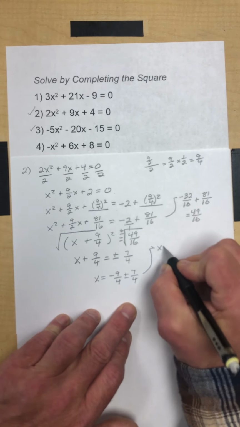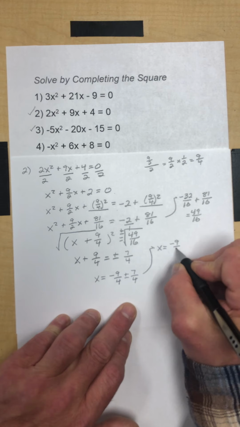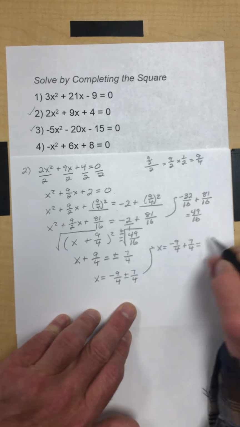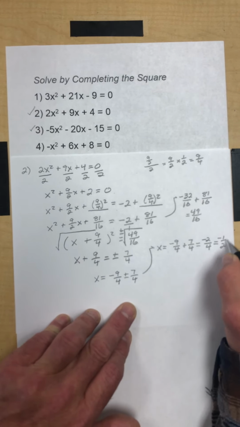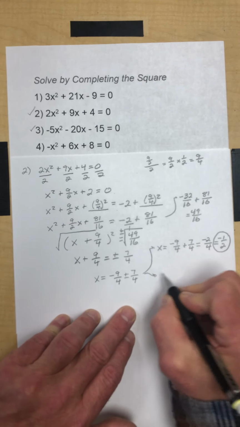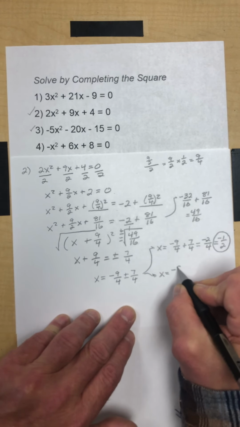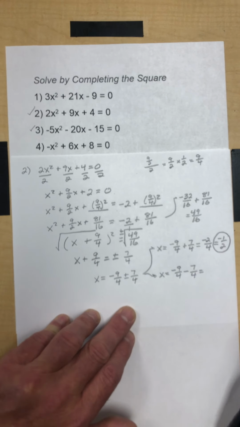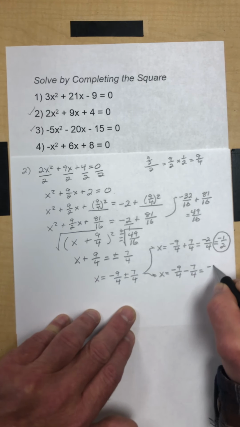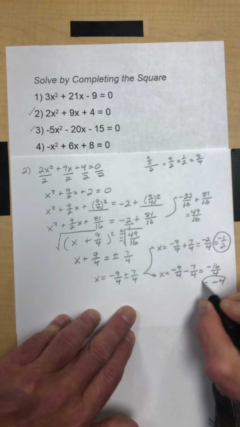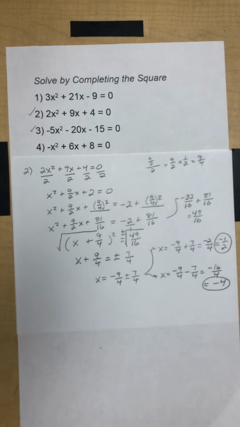Our first solution would be negative 9/4 plus 7/4. That would give us negative 2/4, which is negative 1/2. So that's one of our solutions. The other one, x would be negative 9/4 minus 7/4. That would give us negative 16/4, which gives us negative 4. And we've got our other solution. Okay, so got them there.